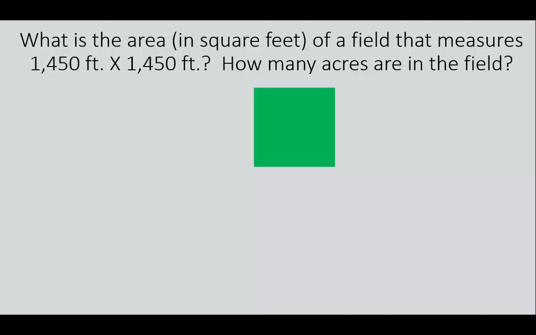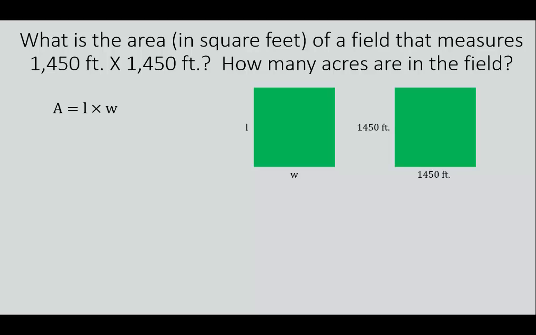So to find the area of these fields, we need to use the area of a rectangle equation. The area of a rectangle, or square in this case, is length times width. In this example, our field dimensions are 1,450 feet by 1,450 feet. So in our equation, we have 1,450 times 1,450. This gives us a total area of 2,102,500 square feet.